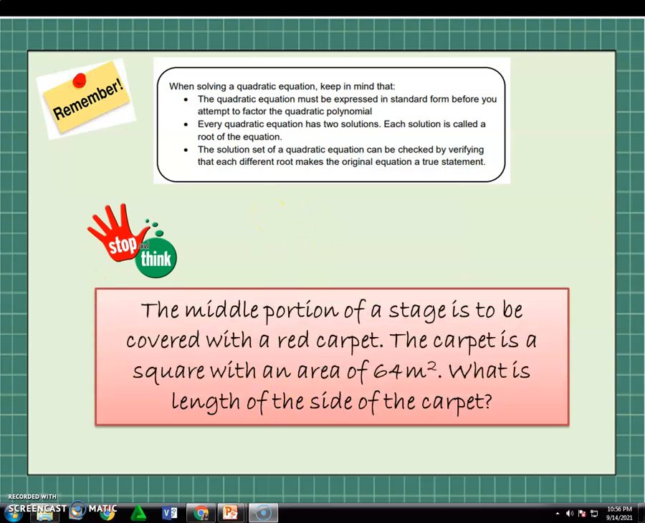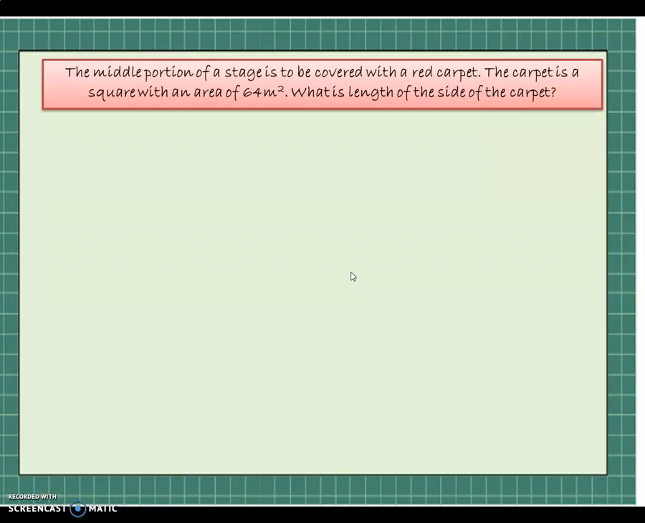So, kunwari, assuming that the middle portion of a stage is to be covered with a red carpet. The carpet is square with an area of 64 meters square. So, what is the length of the side of a carpet? So, ayan po. Simulan natin sa isang word problem. Paano ba natin i-apply ang extracting the square root of quadratic equation dito?